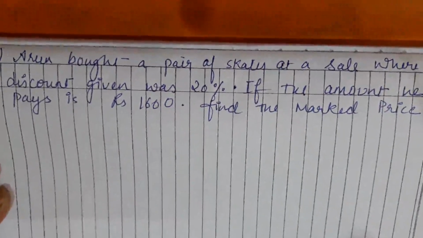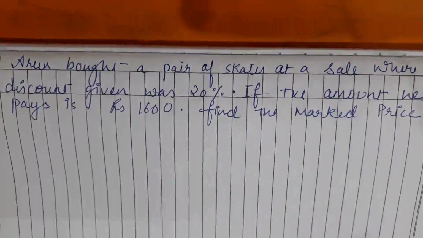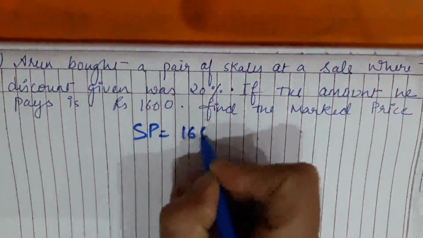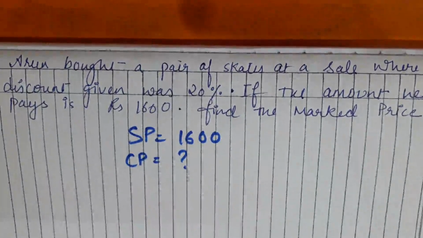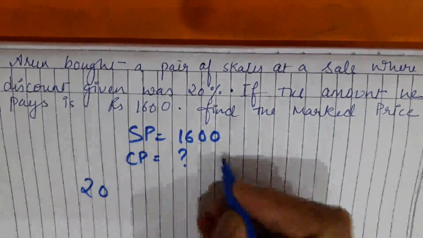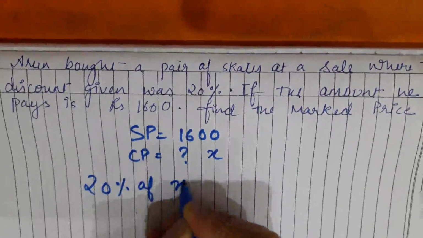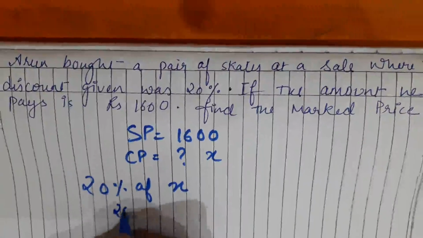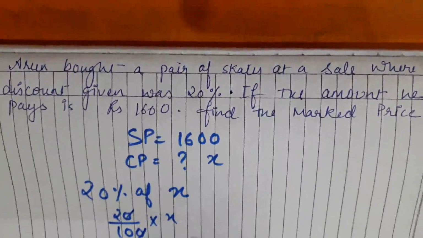Question number 9. Arun bought a pair of skates at a sale where the discount given was 20%. If the amount he has to pay is 1,600, so the selling price is 1,600. The marked price we don't know. He has bought at a 20% discount. So let the marked price be X. So 20% of X will be X by 5. So the discount he is having.